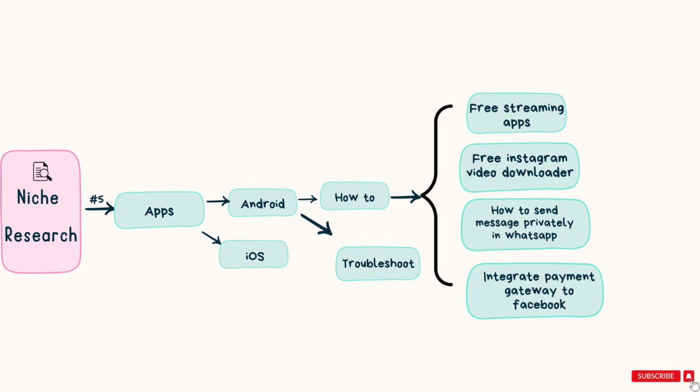The fifth niche is about apps. We will not write about what is an app and how to use it. Pick any one category like iOS or Android, then write problem solving blogs related to that. I mean troubleshooting blogs and how-to blogs. These will be like how to download free Instagram videos, how to send messages privately on WhatsApp or Facebook. There are a lot of topics like these that are not covered yet by anyone.